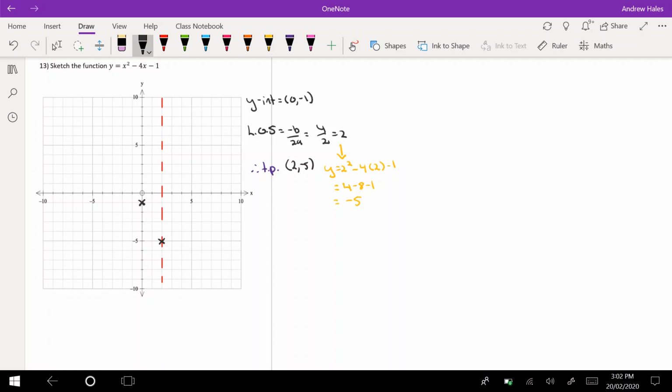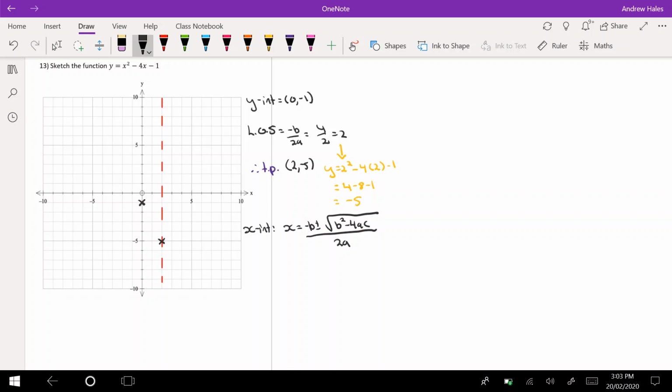So now you can probably have a rough idea of what the parabola is going to look like, but we don't know the roots of this equation, and looking at it now, I know I can't factorize it. What are the factors of negative 1 that add to give negative 4? You're not going to have one. This is where we need to use our quadratic formula. So for the x-intercepts, x equals negative b plus or minus the square root of b squared take 4ac over 2a.